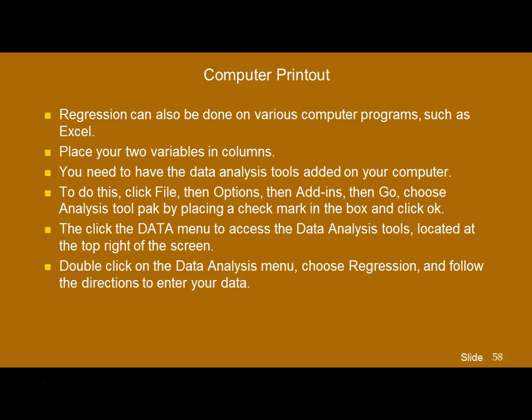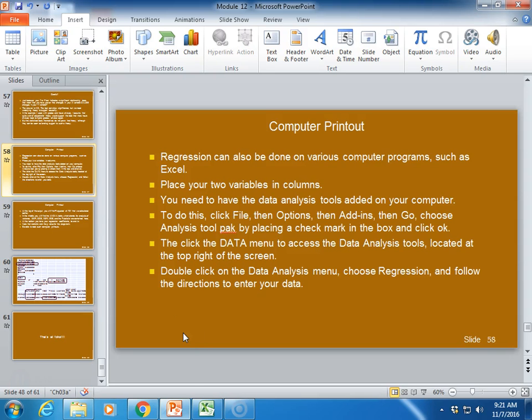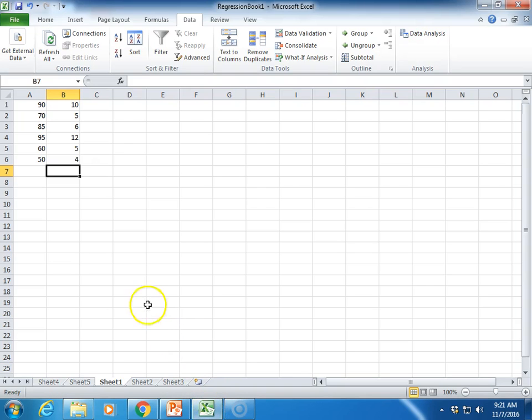Okay, we also want to look at a computer printout. Besides doing a lot of the calculations on a TI-83 or 84, regression can also be done on various computer programs such as Excel. If you're familiar with Excel, open up an Excel spreadsheet and put your two variables in columns. Here we're going to take a look at it. Here's our two variables that we've been using throughout this example, grades and hours of study.